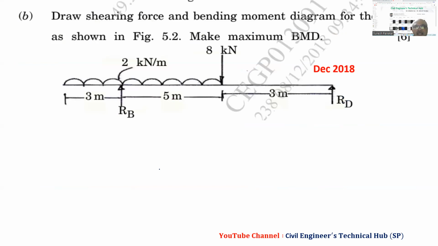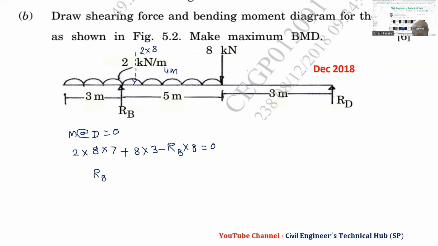And then the second problem. In this problem, we will take moment about D. Generally, where we have an overhang, do not take moment about that reaction because it will be a little bit confusing. The total span of UDL is 8, and it will act at the center. So we have 2 into 8, and this will be 4 meter from this, plus 3 from here. So 2 into 8 into 7, then plus 8 into 3 minus RB into 8 equal to 0. And from this we will get RB, that is equal to 17 kilonewton.